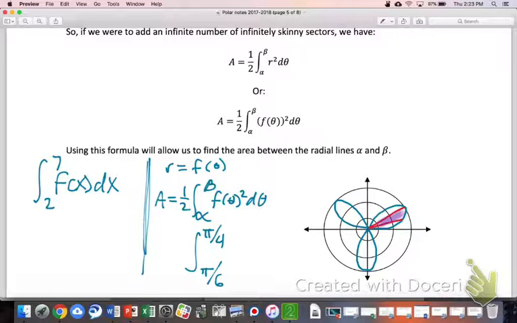You're basically going to ask yourself, at what angle does my area start? Where do I start caring about the area? And then at what angle do I stop caring about the area? Make sense?